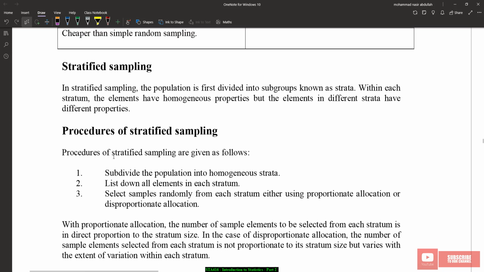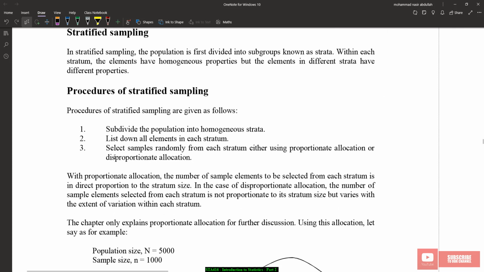And the next sampling method is the stratified sampling method. If we look here, in the stratified sampling method, the population is first divided into subgroups known as strata. So are you okay with the first two sampling techniques, okay? Systematic sampling techniques and simple random sampling techniques. Hope you are clear about that. Any questions before we proceed to stratified? Stratified is a bit complicated.